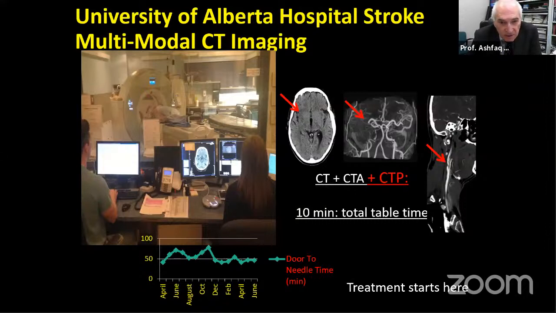Once that's done, I've put the CT perfusion in red because many times under 4.5 hours we'll do CTP also. But in some cases, we'll just take them right after CTA into the angio suite. The time on the table is usually 10 minutes.